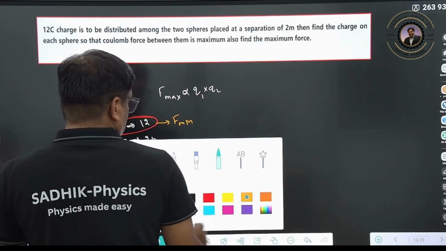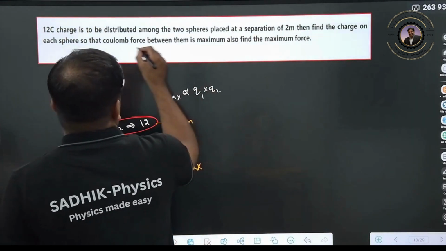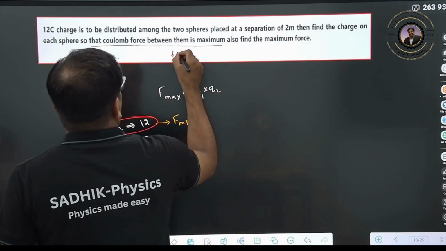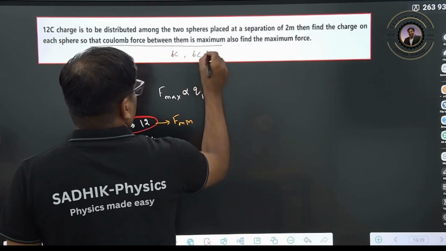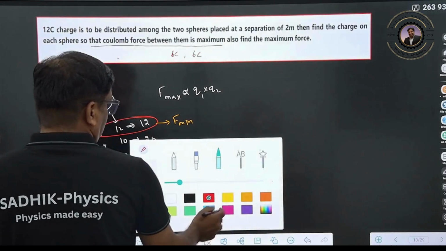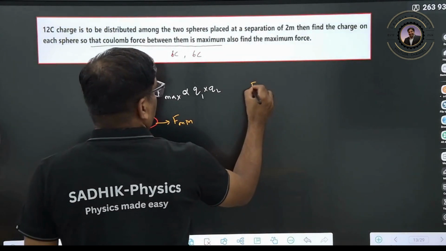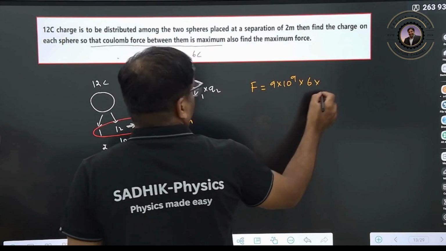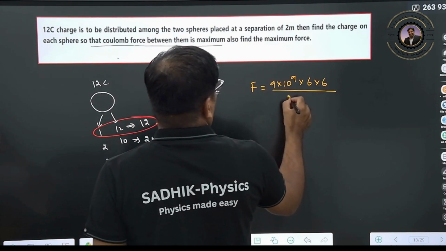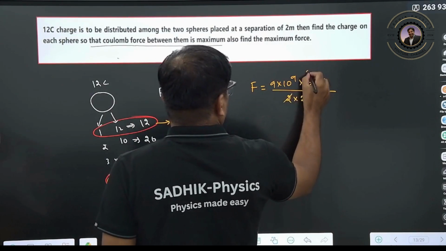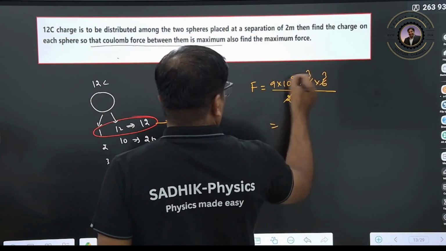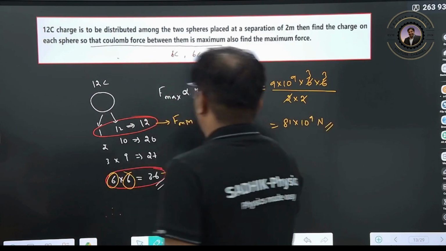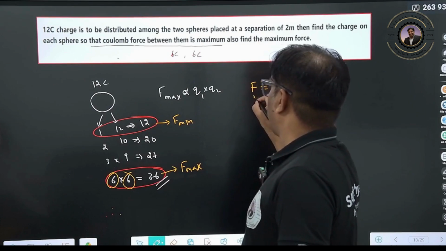So the charge on each sphere will be 6 coulomb and 6 coulomb. What will be the maximum force here? Maximum force equals 9 into 10 to the power 9 into 6 coulomb into 6 coulomb divided by 2 into 2. Therefore it is 3 times... 9 nines are 81 into 10 to the power 9 newtons. So 81 into 10 to the power 9 newtons is your maximum force.